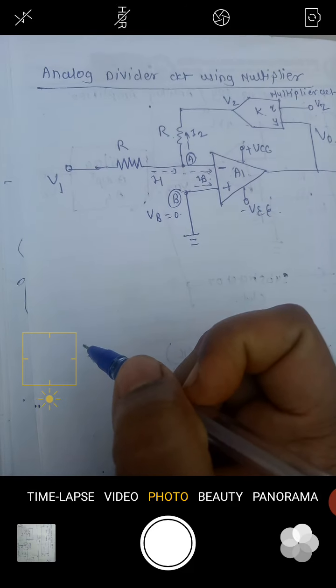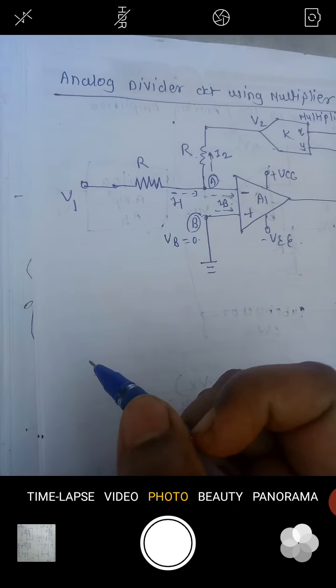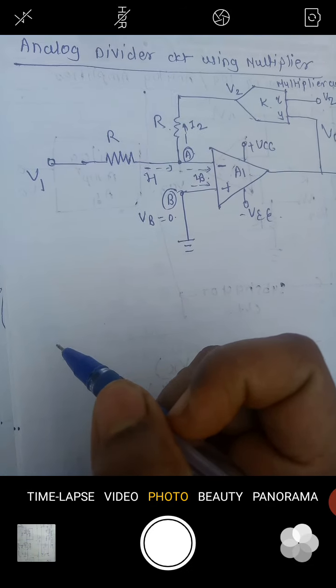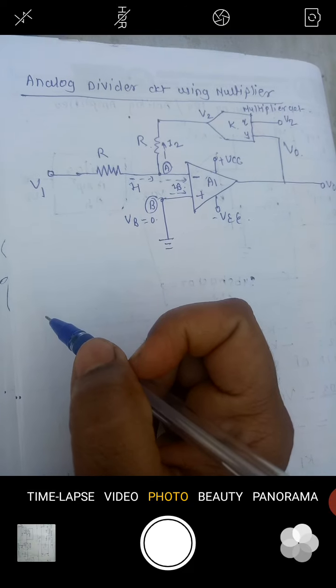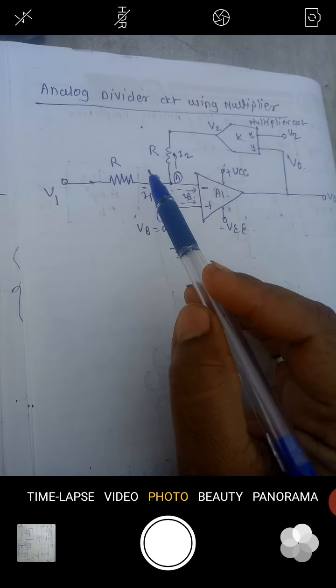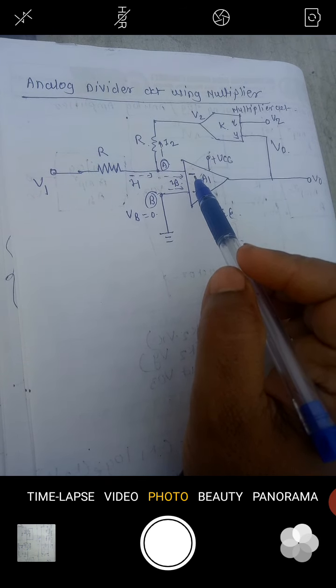Now the next bit is analog divider circuitry using multiplier. In this analog divider circuitry, output is a division of two inputs. Figure shows the circuit diagram of analog divider circuitry using multiplier.